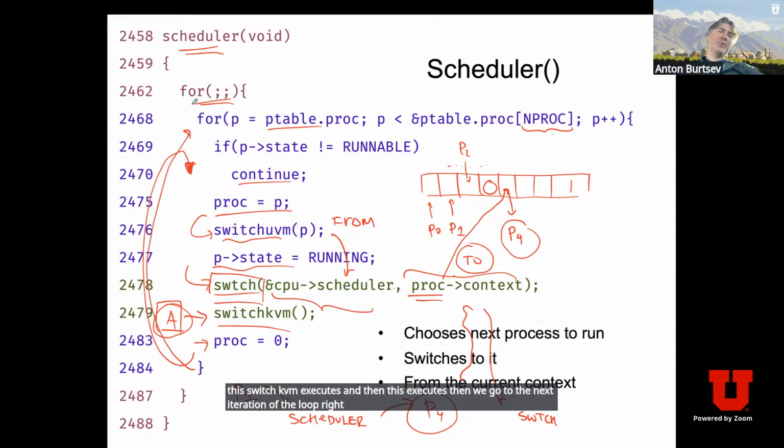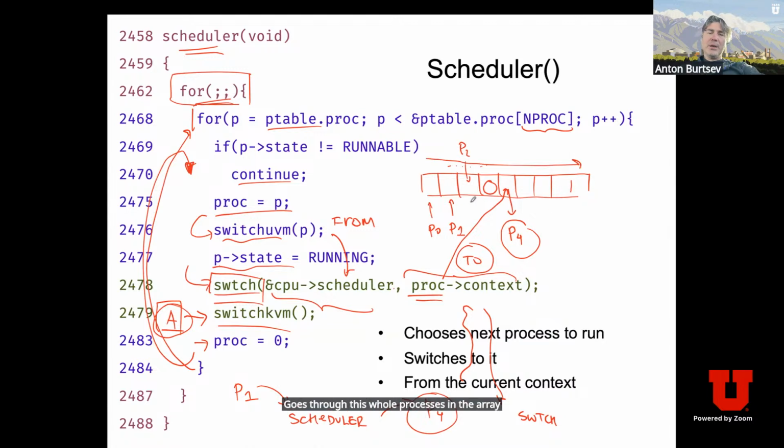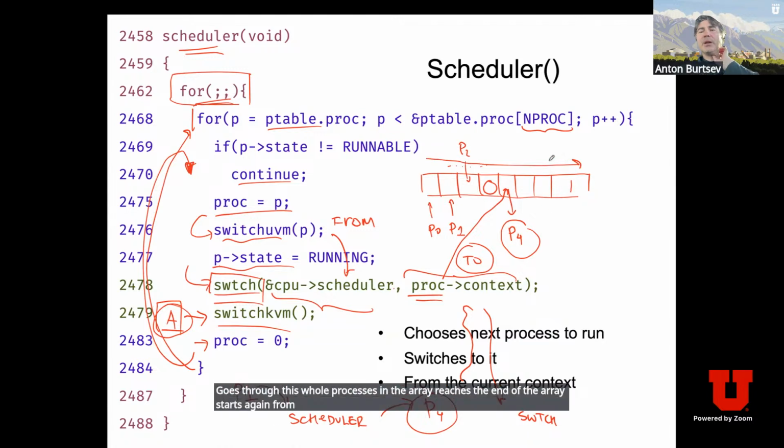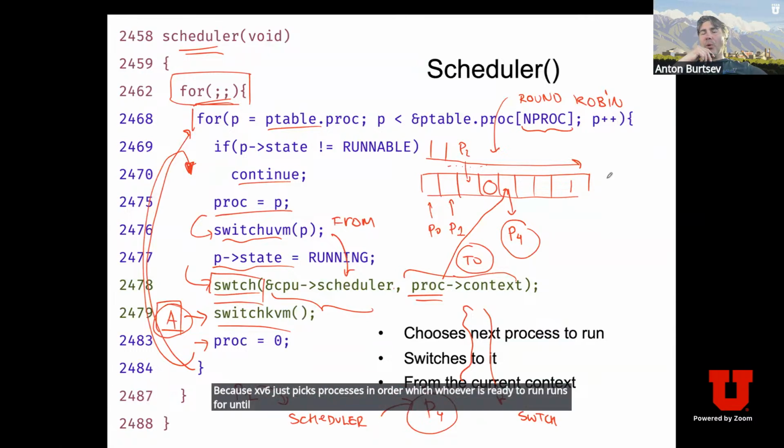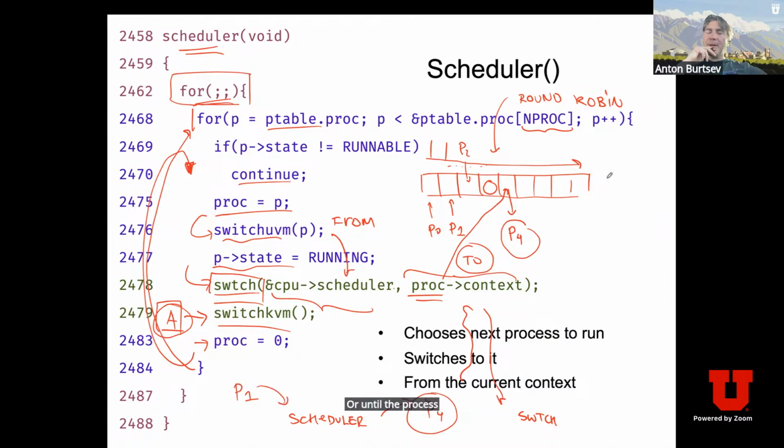So there are two nested loops. One is an infinite loop, and the inner loop goes through all the processes in the array, reaches the end of the array, and starts again from the beginning of the array. We do that over and over and over. This scheduling policy is called round robin, because xv6 just picks processes in order, and whoever is ready to run runs until the next timer interrupt or until the process yields the CPU voluntarily. Make sense? Does this answer your question?